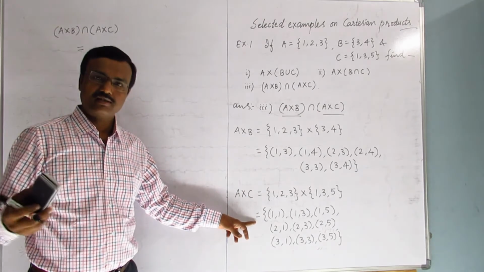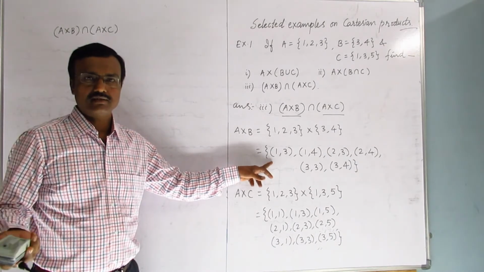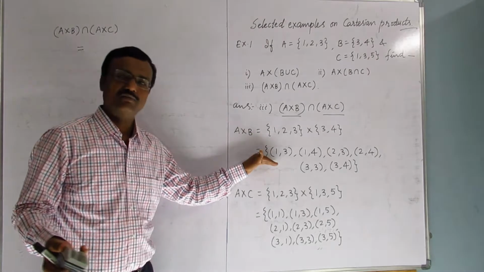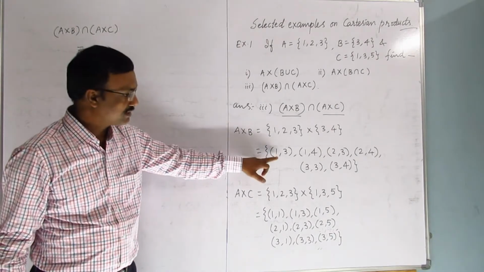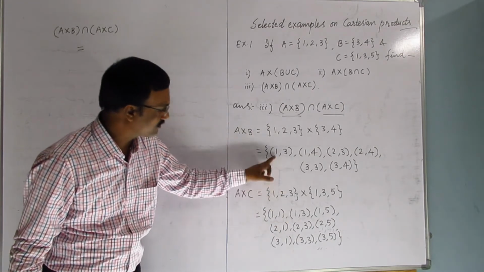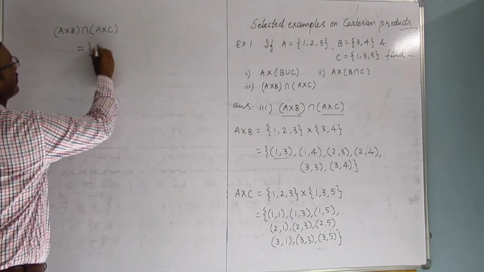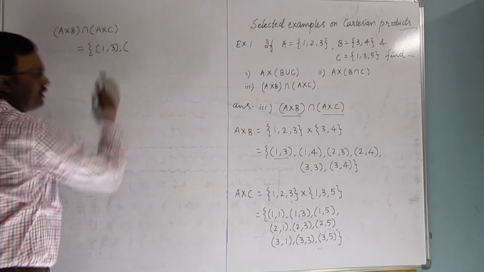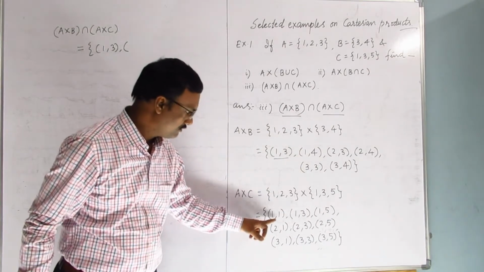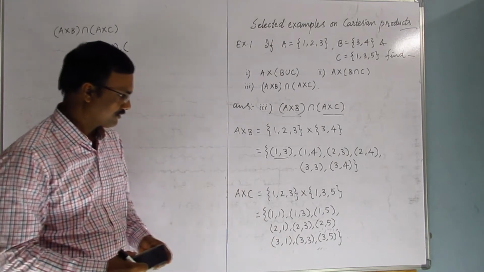The second set contains more elements as compared to the first set. So while comparing the common elements, you compare the elements from the set having fewer elements. So we compare from here. So (1,3). Can you see (1,3) here? Yes, (1,3) is there. So this is common. So (1,3) is the first common pair. Then (1,4). Can you find (1,4) here? (1,1), (1,3), (1,5). No, (1,4) is not there.